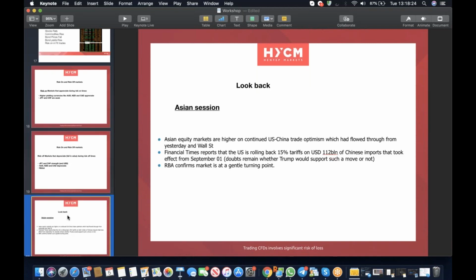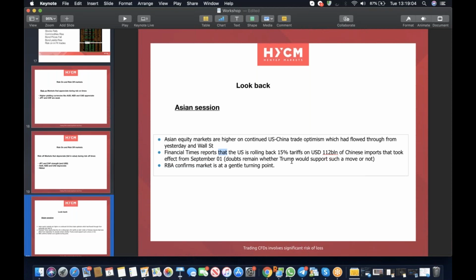So looking back to the Asian session, we saw Asian equity markets are higher on continued US-China trade optimism. So we're expecting Australian dollar strength. We're expecting New Zealand dollar strength, Japanese yen weakness, Swiss franc weakness, okay? There were further reports that the US is rolling back 15% tariffs on $112 billion worth of Chinese imports. That took effect from September 1st. So in other words, more good news if those tariffs get rolled back. So there's anticipation and optimism, but there is a slight question mark because we're not sure whether Donald Trump supports a move or not. So that's just something to be aware of, okay?